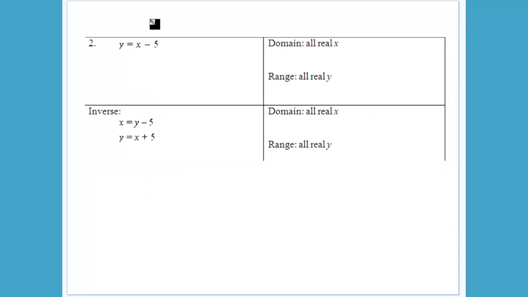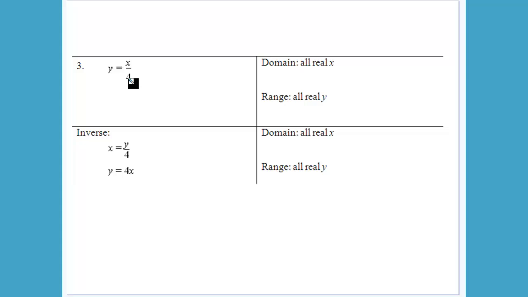This one, x minus 5, what would be the inverse of this one? Again, swap the x and y's over and then solve. And so it becomes y is equal to x plus 5 is the inverse. Again, the domain of the function is all real x, all real y, so it shouldn't be a problem for the inverse function as well.